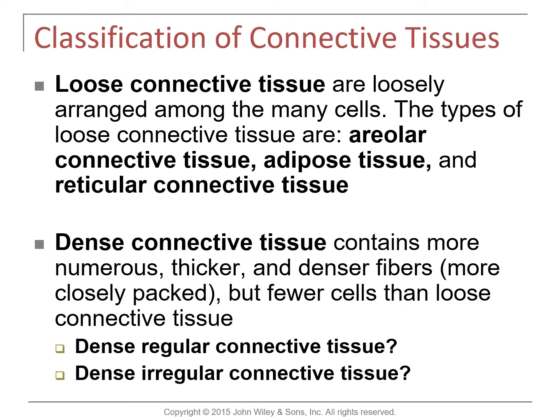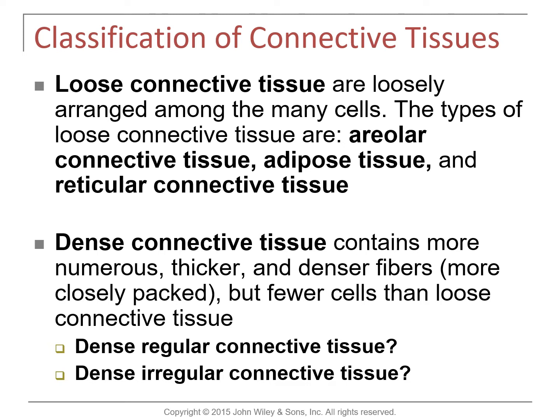Connective tissues are classified into 5 groups. We have loose connective tissue, dense connective tissue, cartilage, bone, and the liquid connective tissues. Let's begin with loose connective tissue. Loose connective tissues tend to have more simple cells and less extracellular matrix. The cells are loosely arranged and the extracellular matrix is semi-fluid. The types of loose connective tissues are areolar connective tissue, adipose tissue, and reticular connective tissue.